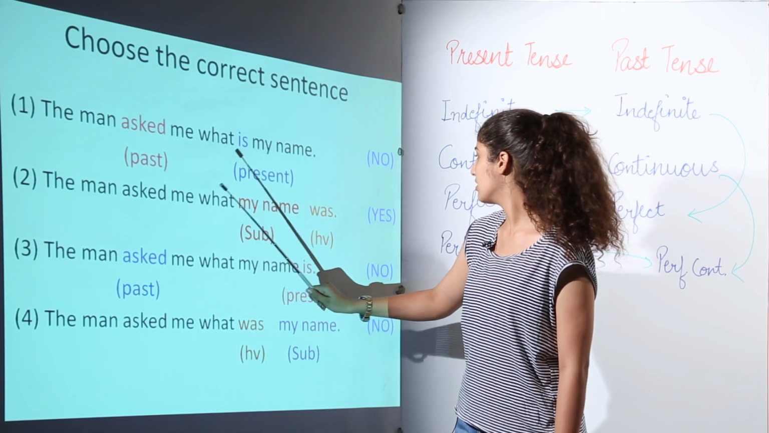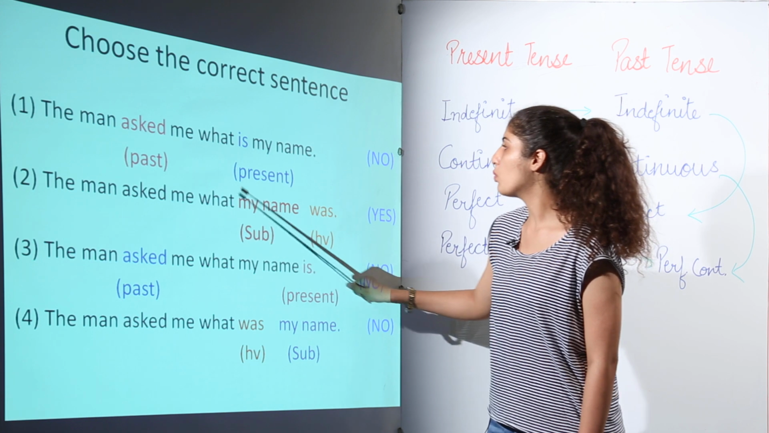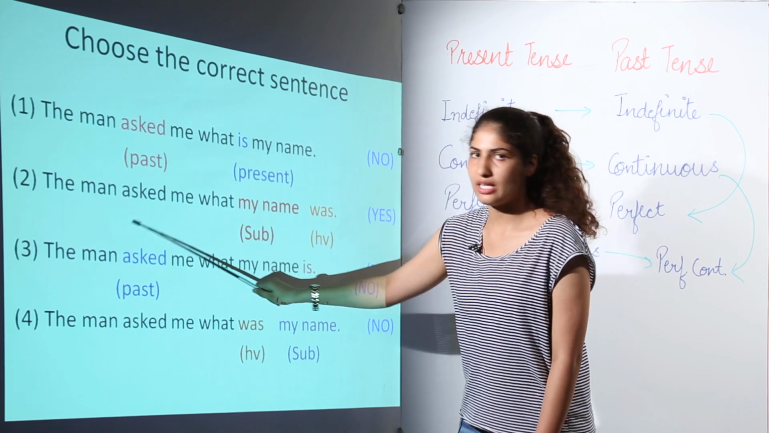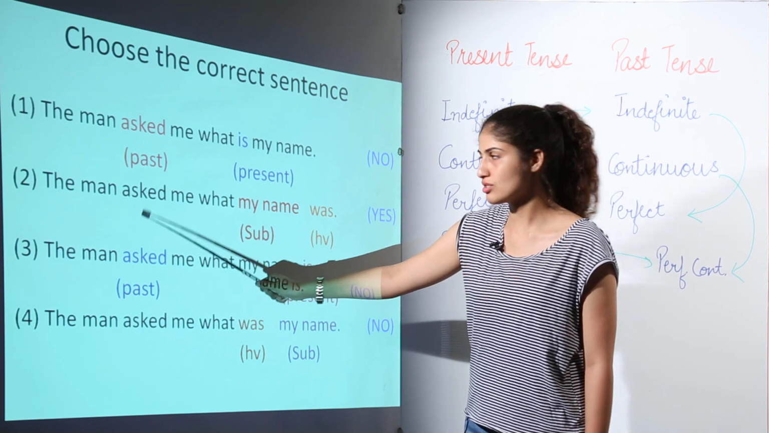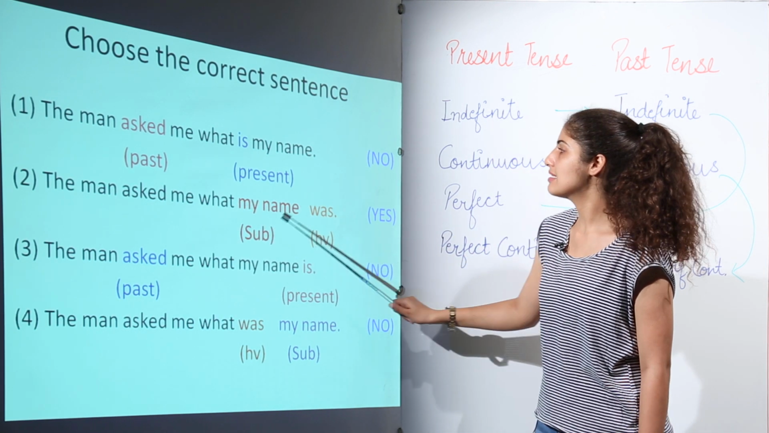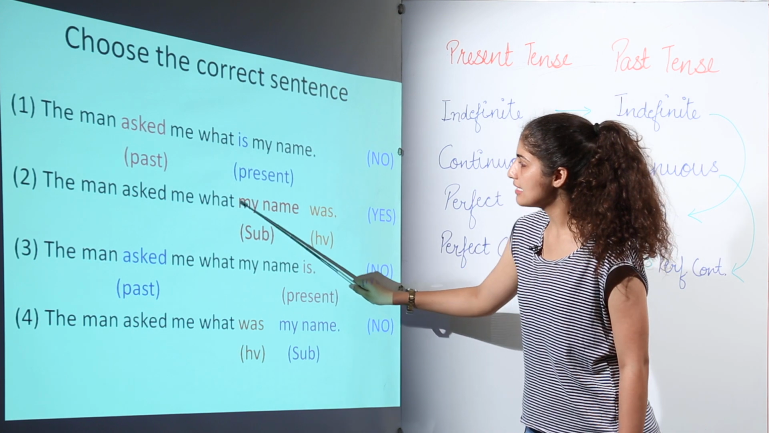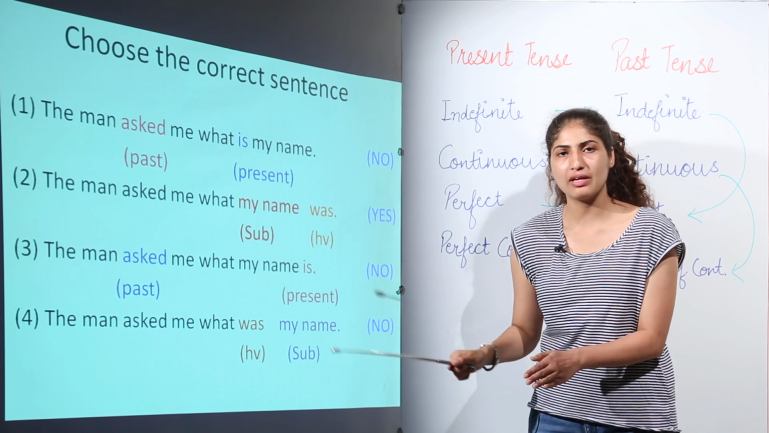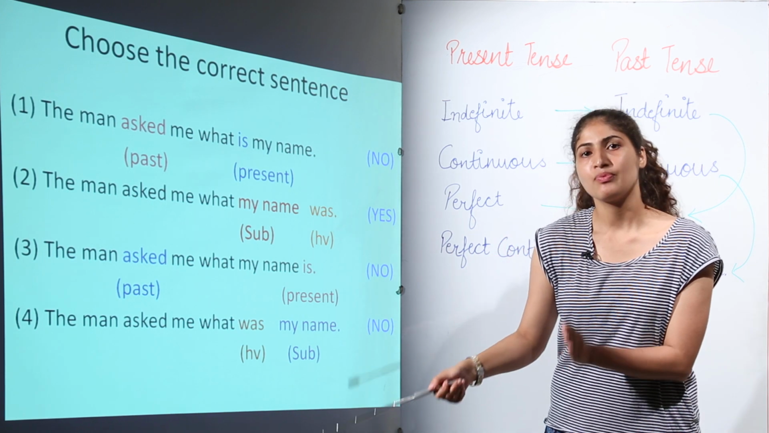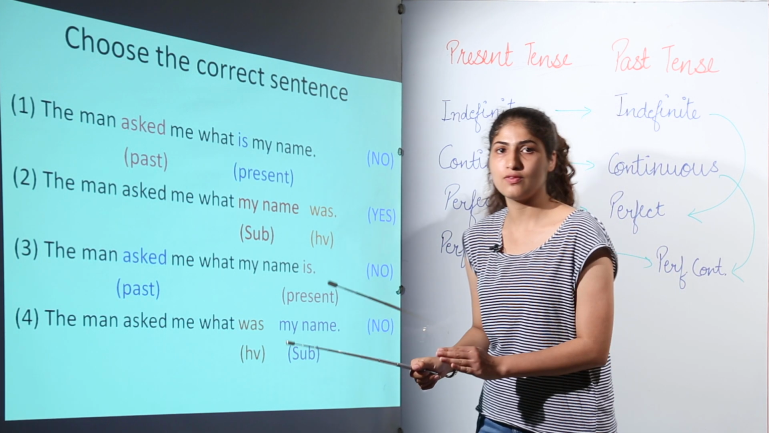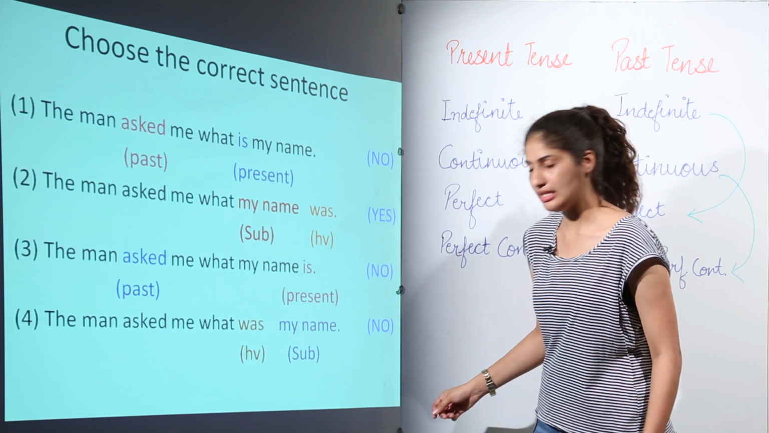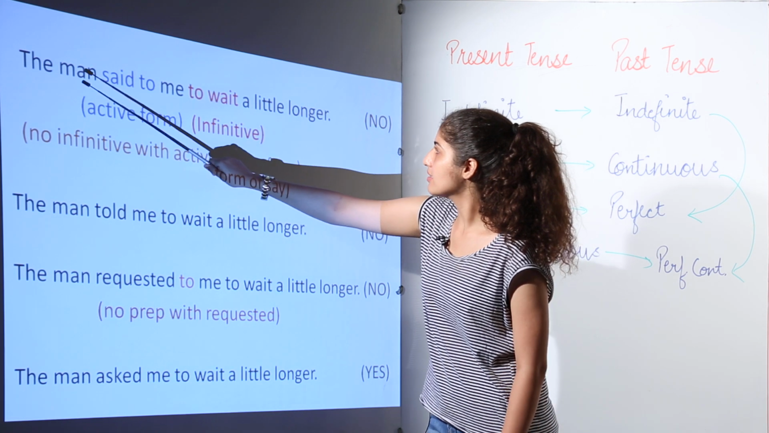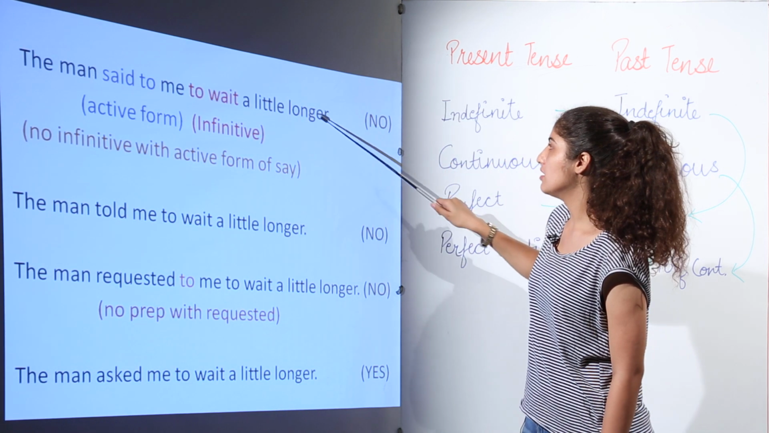And now discussing the second one, the man asked me what my name was. See, the man asked me, this is interrogative, ask, past sentence, what my name is. Now this what, and my name is the subject, and was is the helping verb. Now here the helping verb is used after the subject, therefore it is the assertive kind of sentence only, but in the indirect sense.